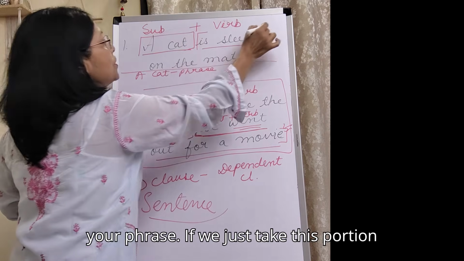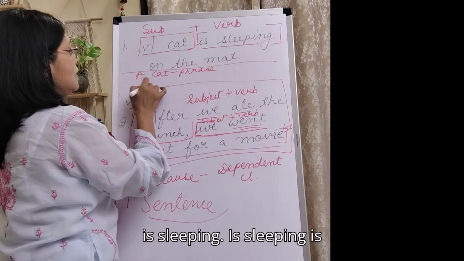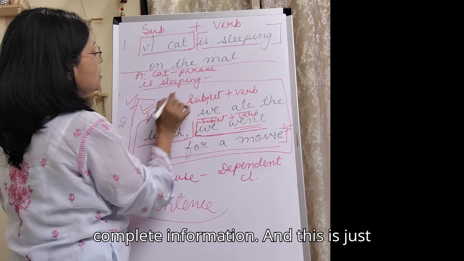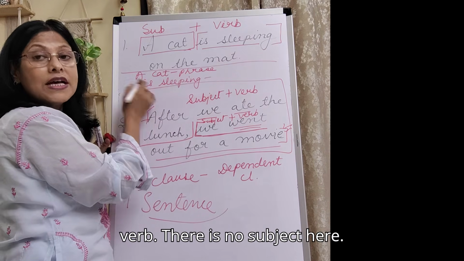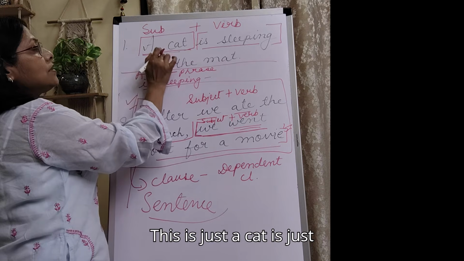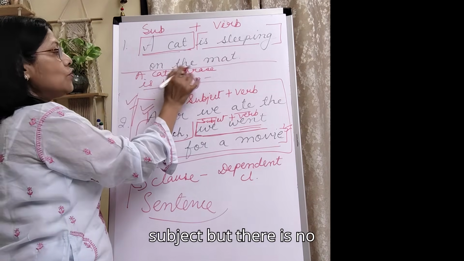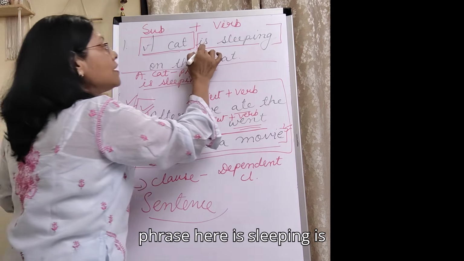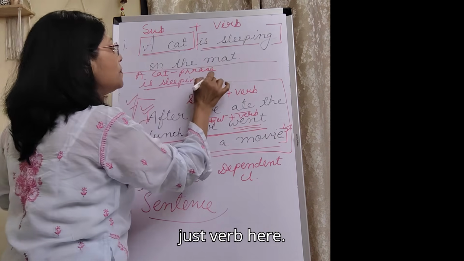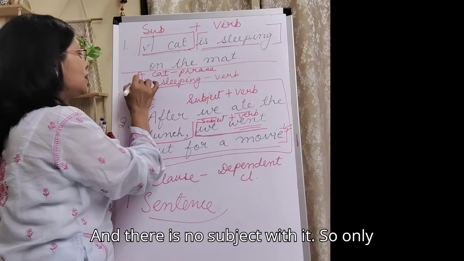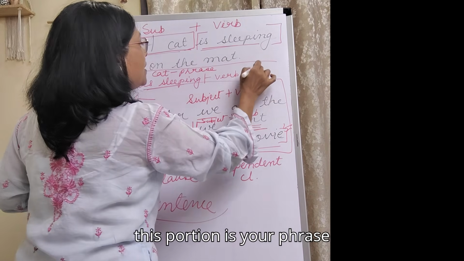If we just take this portion, "is sleeping", it is giving you some information but not complete information, and this is just a verb. There is no subject here. Similarly, "a cat" is just a subject, but there is no verb here. So that is why this is a phrase. Here, "is sleeping" is just a verb, and there is no subject with it. So only this portion is your phrase.